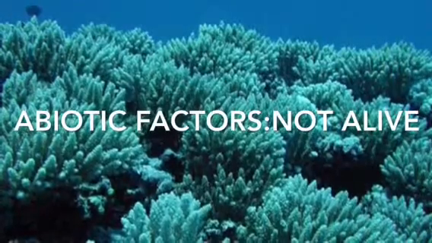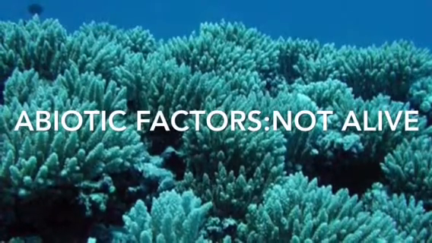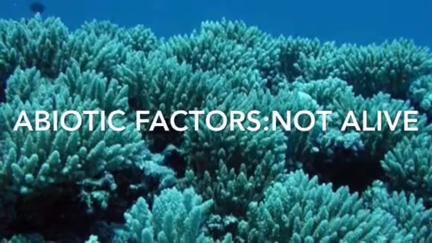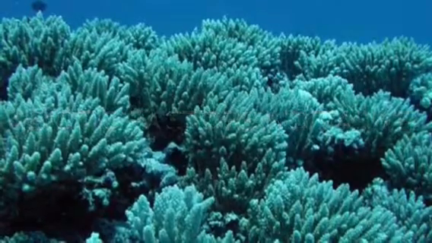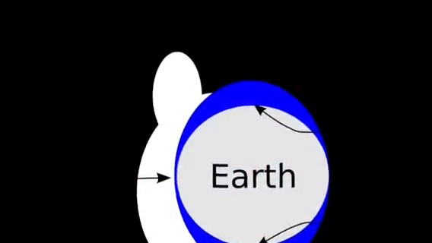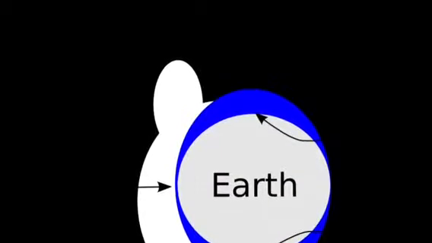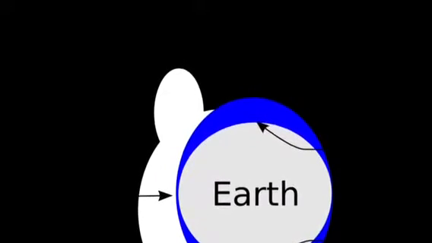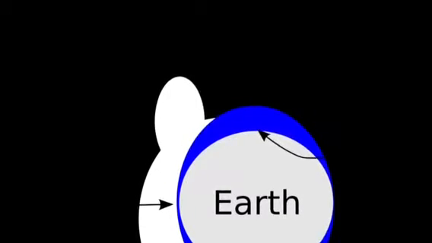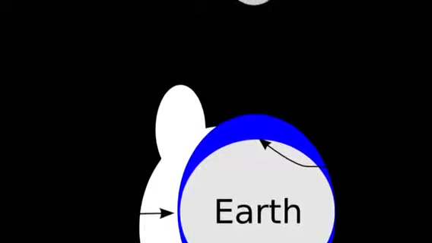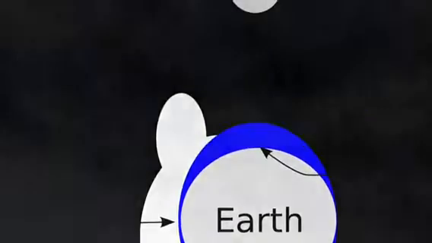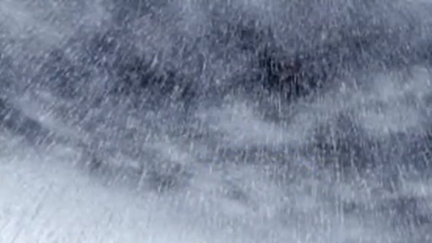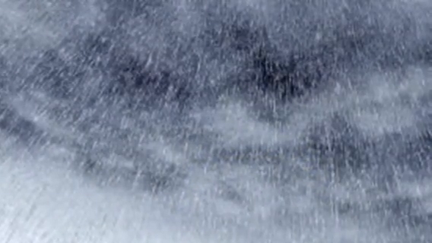But there are also the abiotic factors. The abiotic factors are the things that are not alive, but they have an influence on the species. The water has a big influence on the jellyfish because it's where the jellyfish lives and uses to get around.